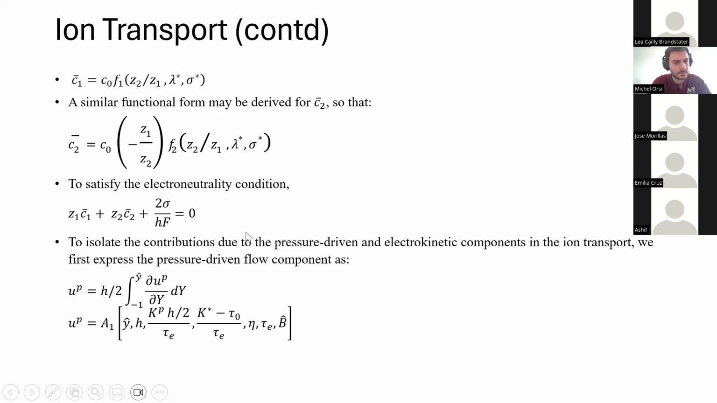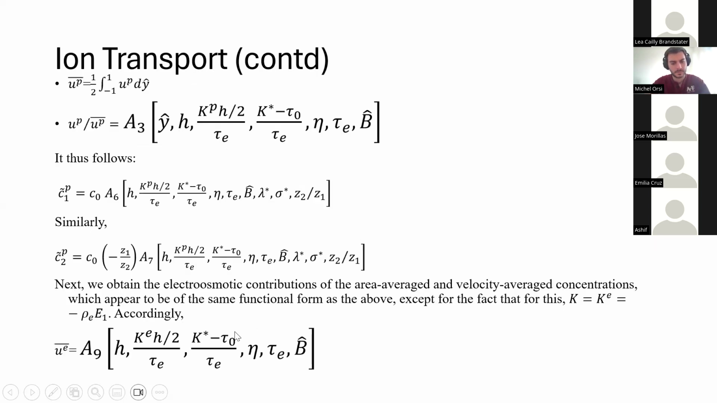To isolate the contributions due to pressure driven and electrokinetic components in ion transport, we first express the pressure driven flow component UP as an integration of del UP del Y. And so UP can be written as a function of A1, where A1 is a function of YH, KP, K star minus tau naught, eta, tau E, beta hat.